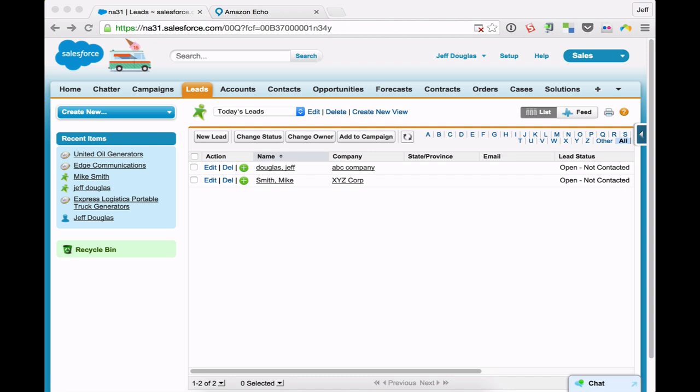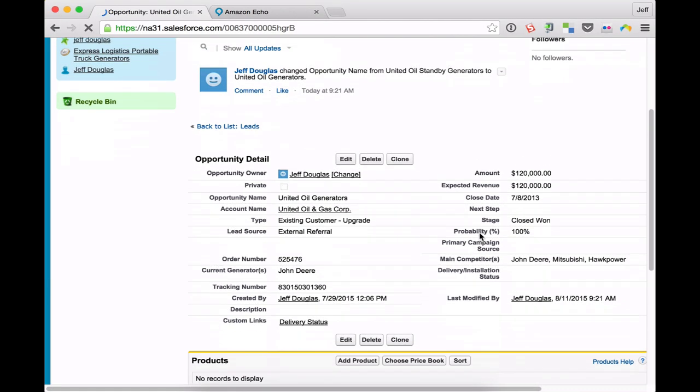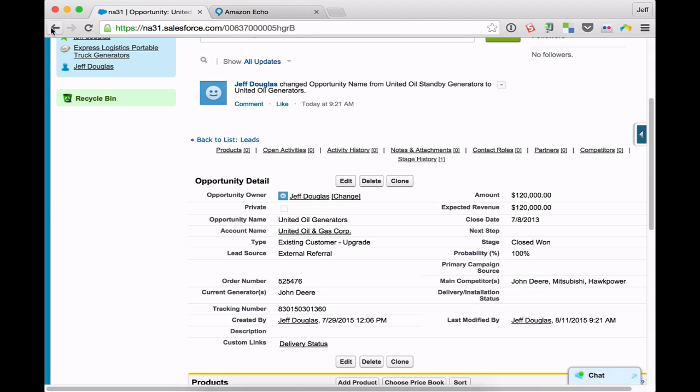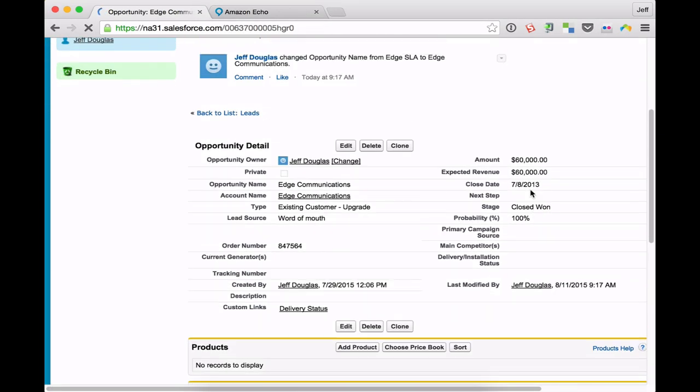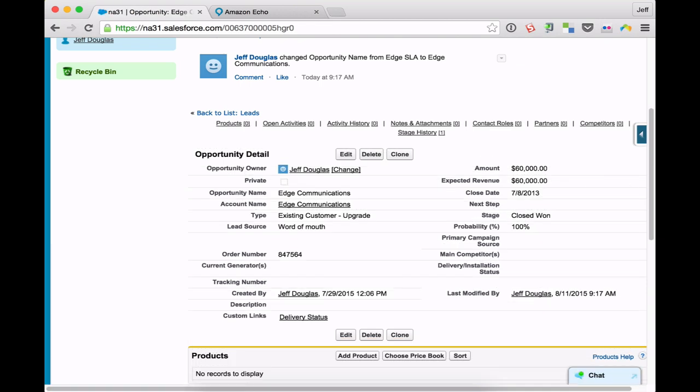Alexa, ask Salesforce for opportunity United Oil Generators. I found opportunity United Oil Generators for $120,000. The stage is closed won and the probability is 100%. Or I can ask, Alexa, ask Salesforce for opportunity Edge Communications. I found opportunity Edge Communications for $60,000. The stage is closed won and the probability is 100%.